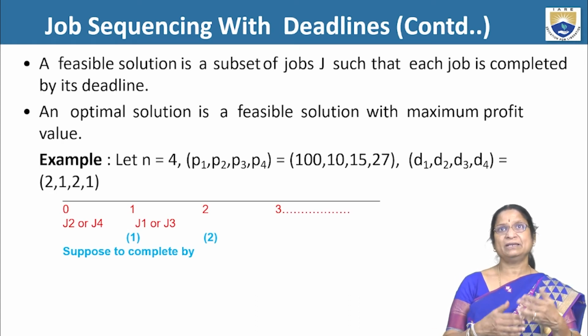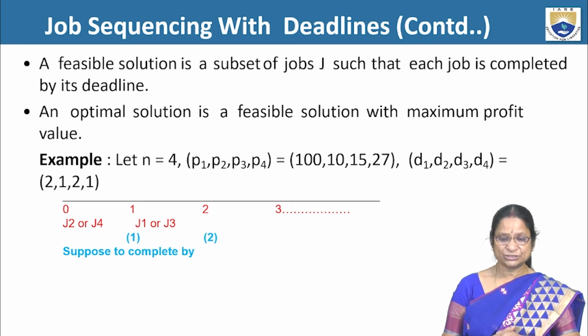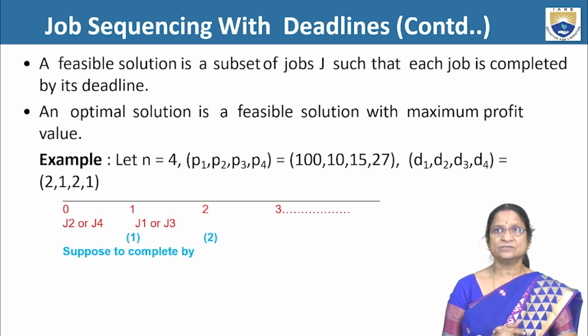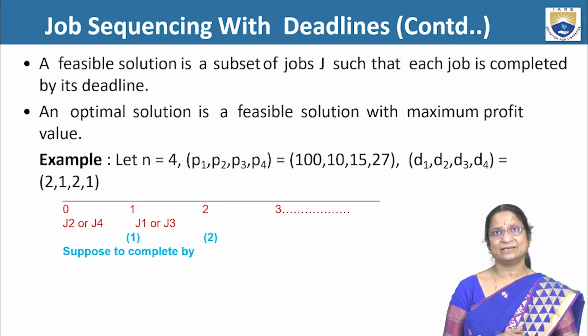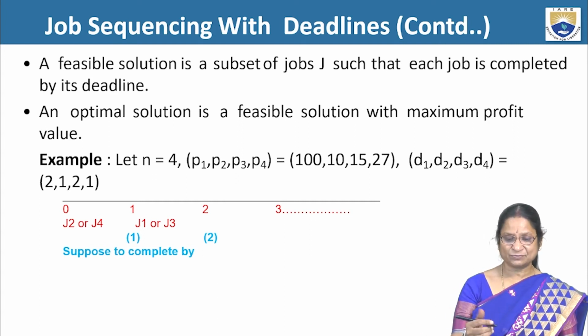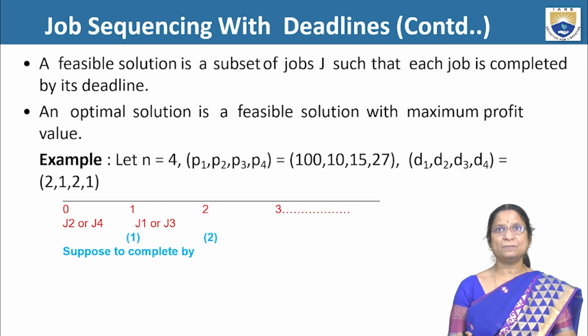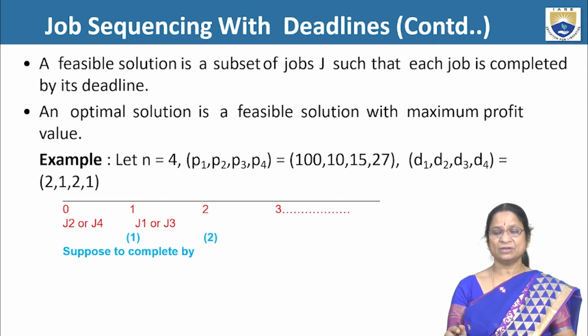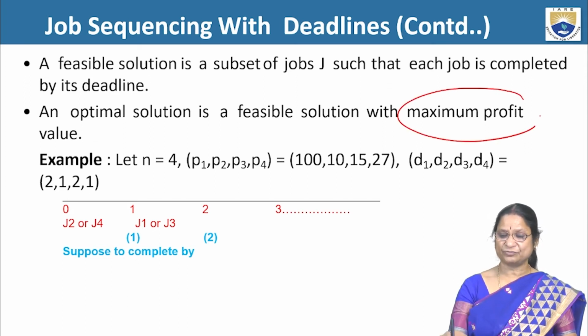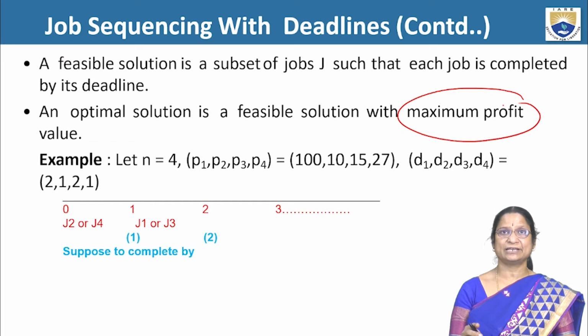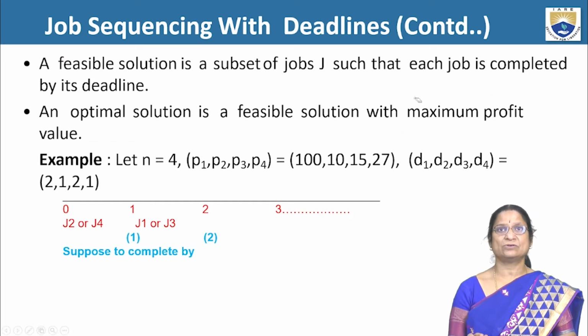A feasible solution is a subset of jobs J such that each job is completed by its deadline. So various feasible solutions will be there, and an optimal solution is a feasible solution with the maximum profit. So it is maximization here.